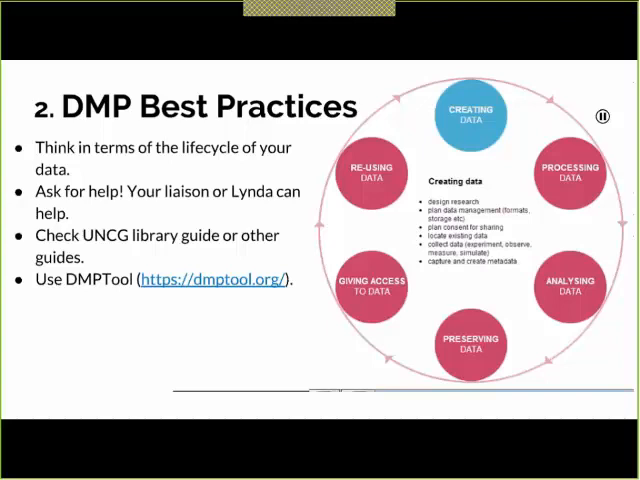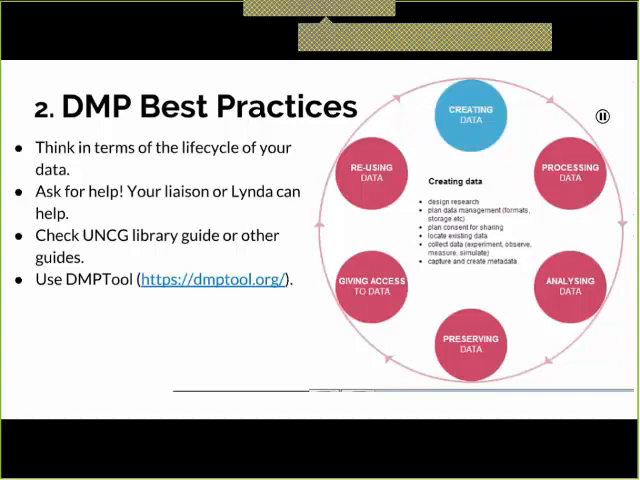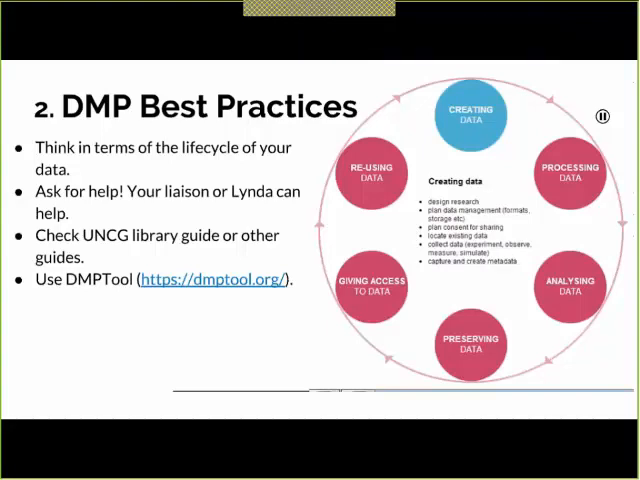There are several guides, both a guide I'll show you later, as well as many others on doing this process. So there's plenty of resources out there to give you guidance. And then finally, there's a tool. If you are writing a data management plan for a grant funding agency, there is a tool called the DMP tool, which helps provide the support.